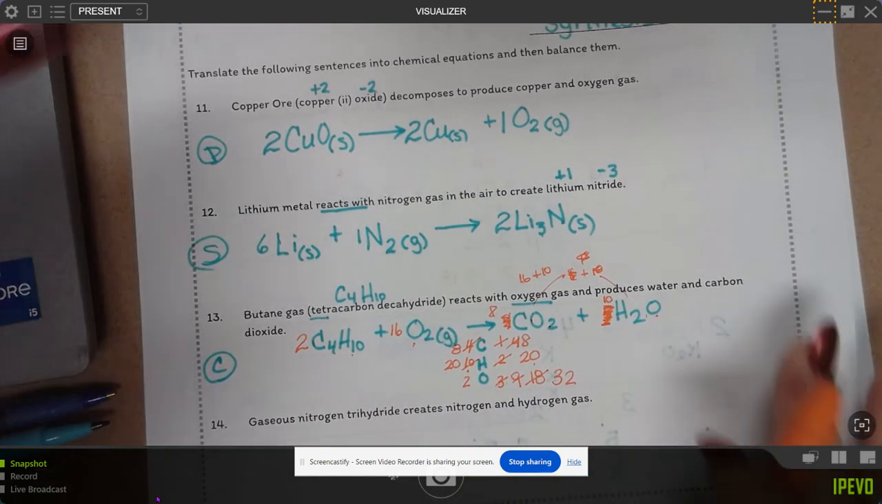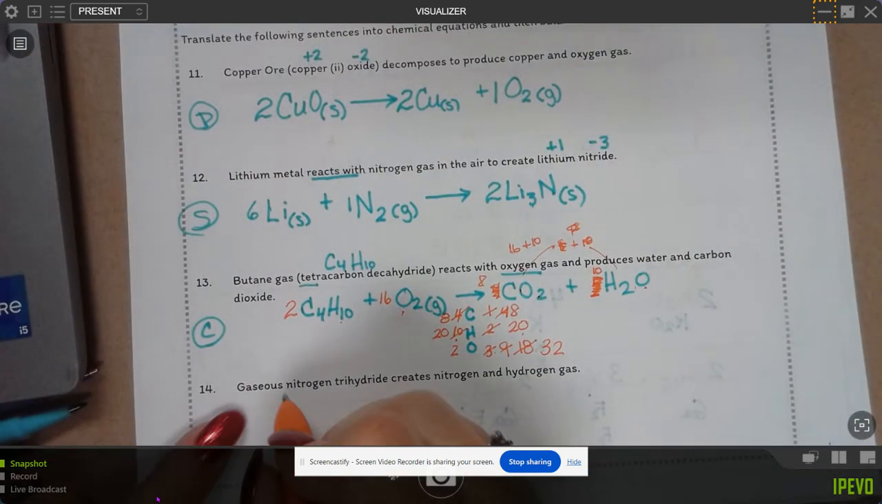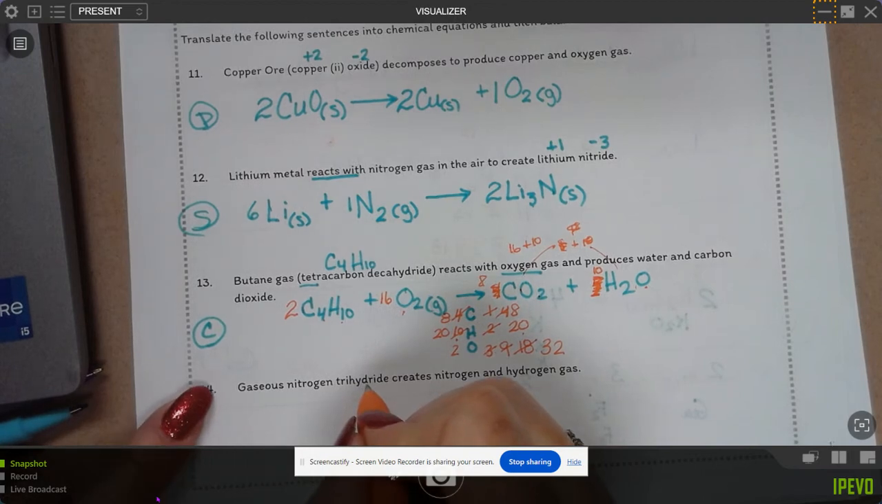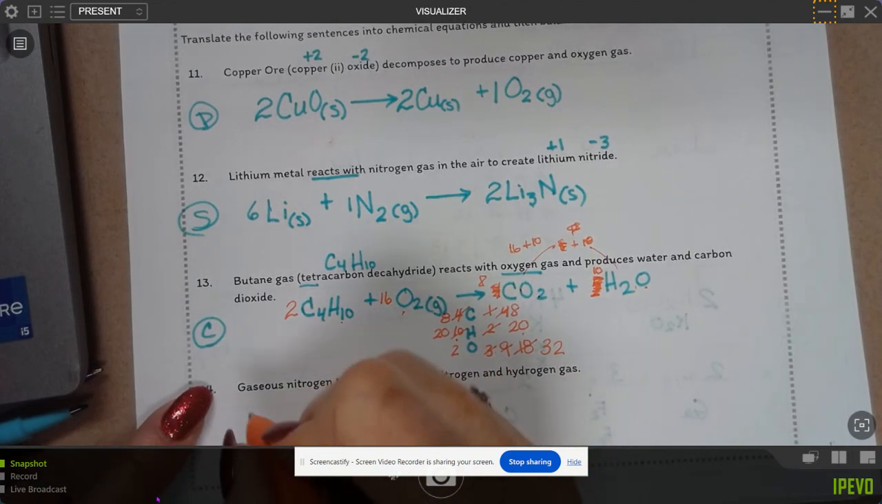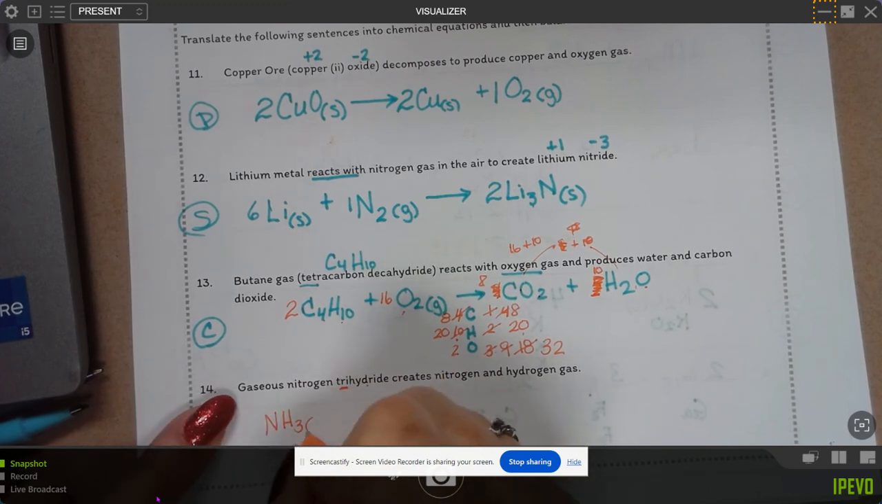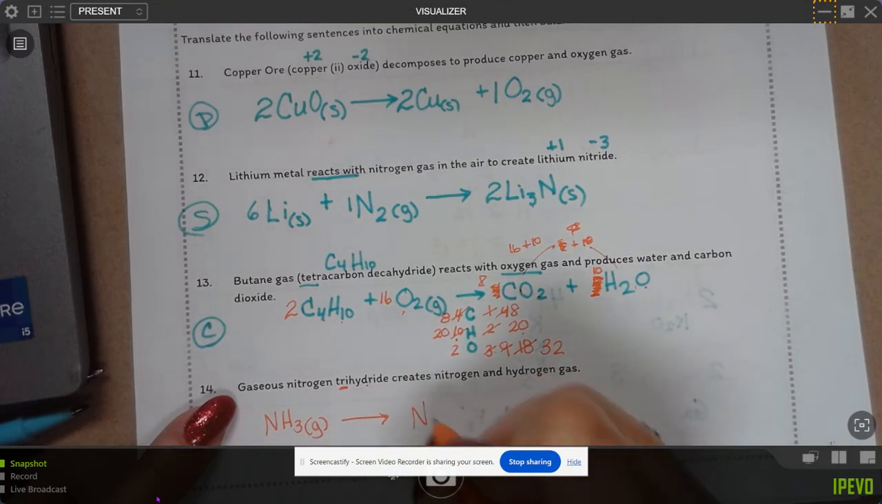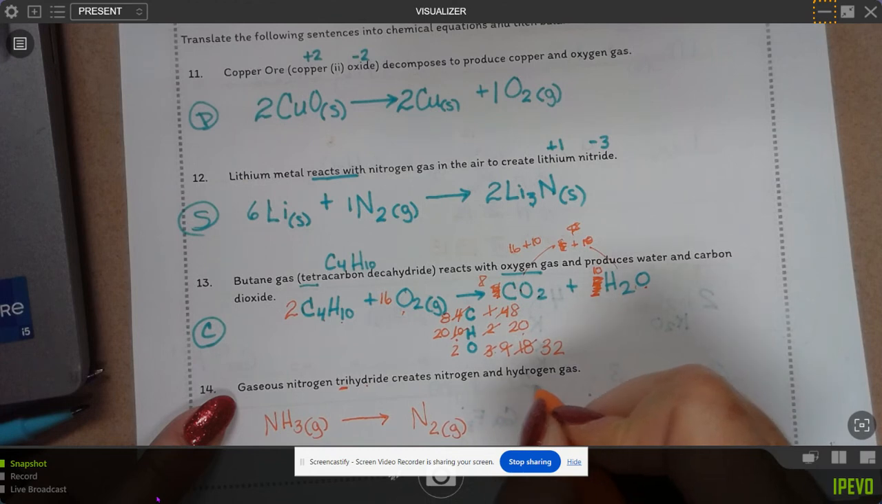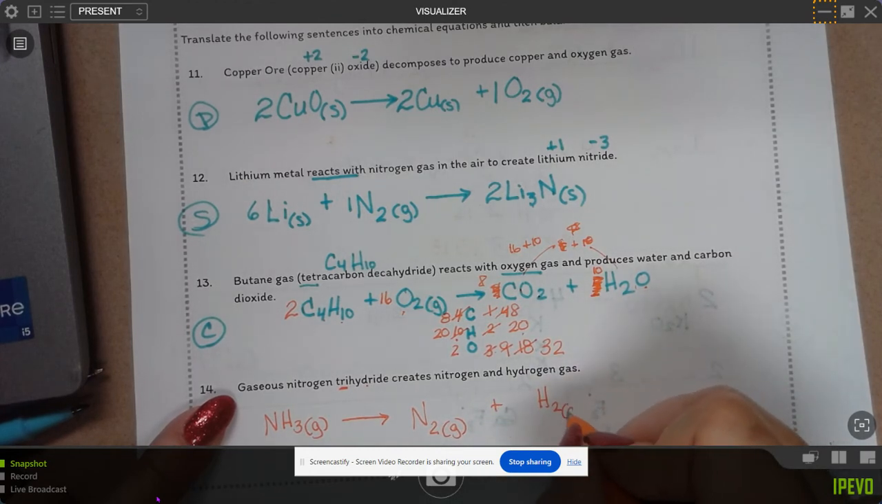The last one, gaseous nitrogen trihydride. Tri means 3. So that means we've got NH3, and it's a gas. Creates, so that means our arrow here, nitrogen, which is one of the Hoover-Finkel 7. It's a gas. Plus hydrogen gas. Hoover-Finkel 7, hydrogen gas.